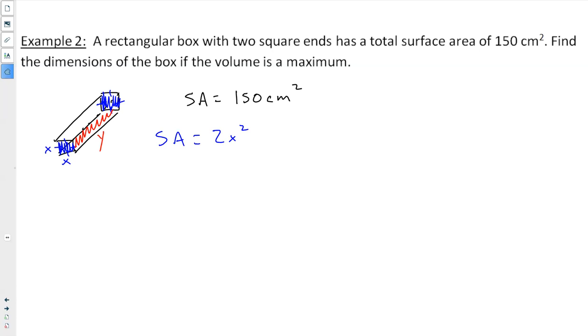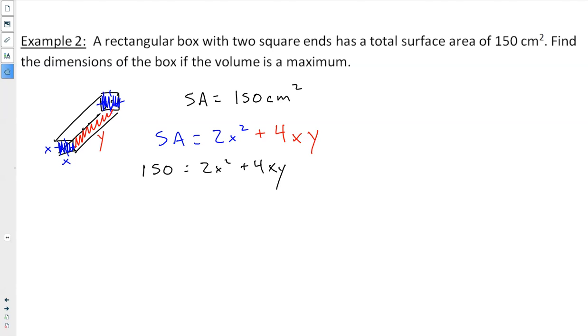And added, we have 4 other sides, right? 1, 2, 3, 4, plus 4 multiplied by the height of the sides of the box, which is going to be x, multiplied by the length, which is y. Okay, so now that we have set that up, we know our surface area is 150 centimeters squared, which is equal to 2x squared plus 4xy.